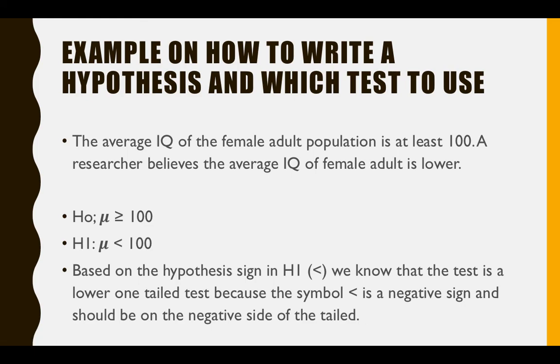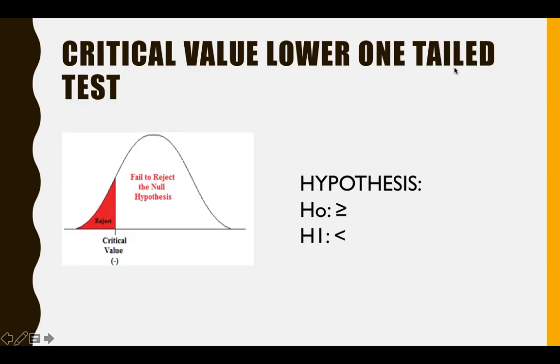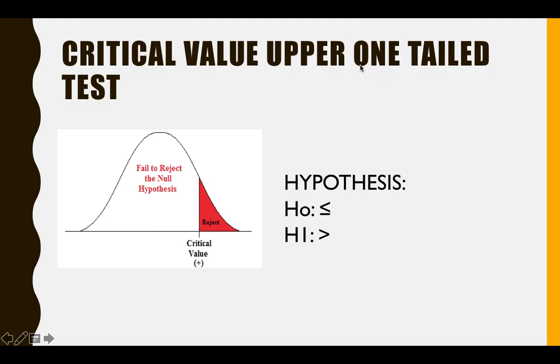So that is all for today. Next, I would like you to try the examples or the exercises on how to write down hypotheses, and then you decide on which test should be applied for that type of hypothesis. Is it going to be a two-tailed test? Is it going to be a lower one-tailed test? Or is it going to be an upper one-tailed test?